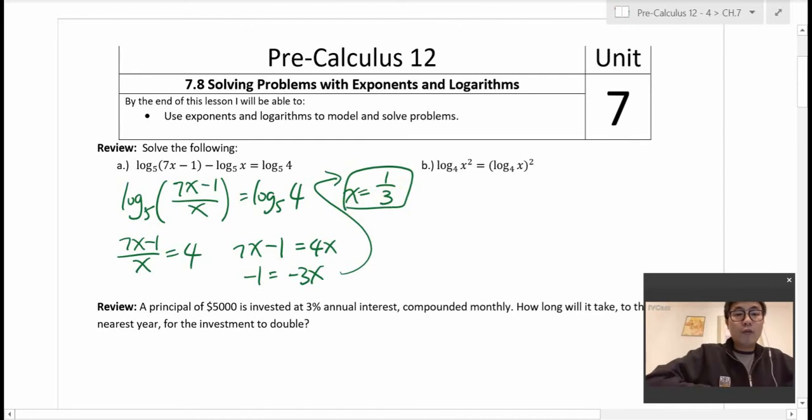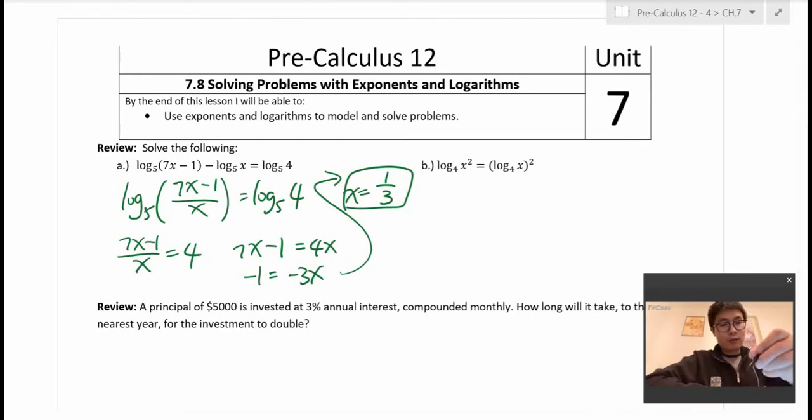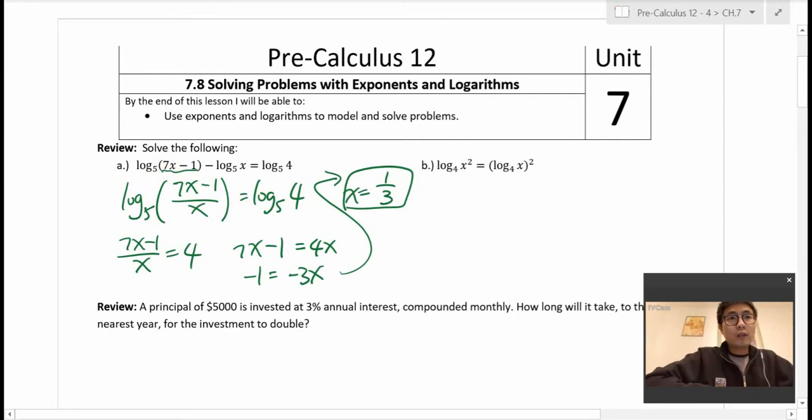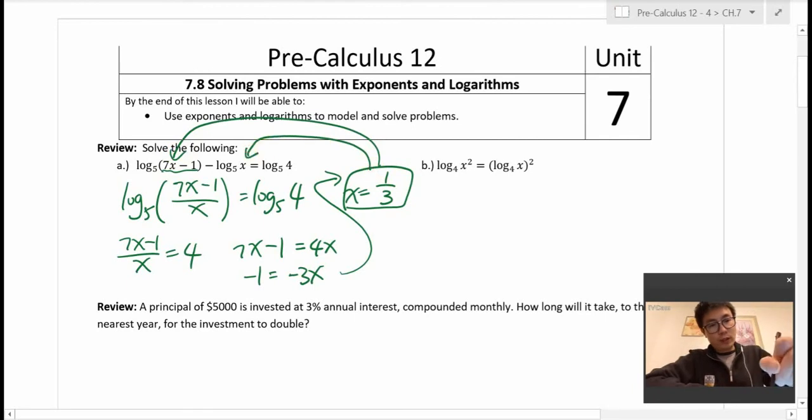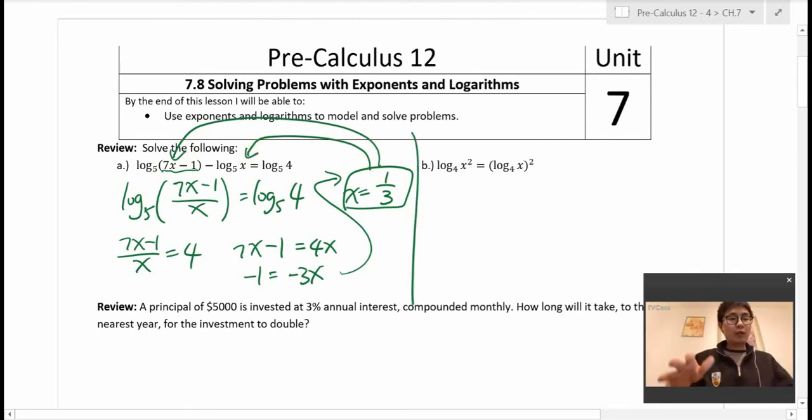Now from here, you should check by plugging 1 over 3 into x and see if that gives you any negative values, because remember, we cannot log negative numbers. 7 times 1/3 is 2 1/3, minus 1 is still more than 0, so that's fine. If you plug in here, this is positive. Plug in here, that's positive. That means we're going to be okay. So that's part A.